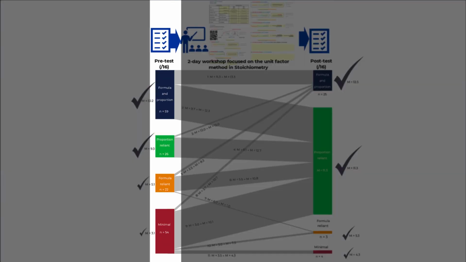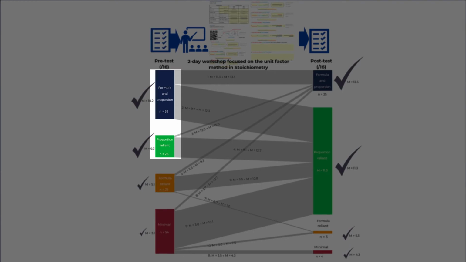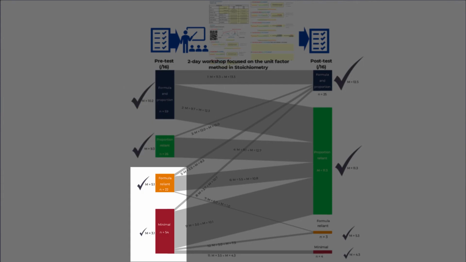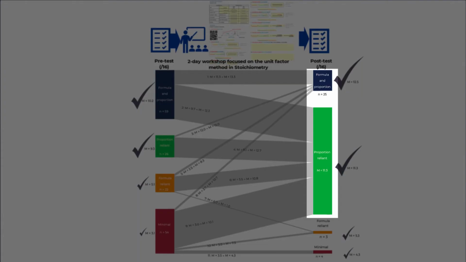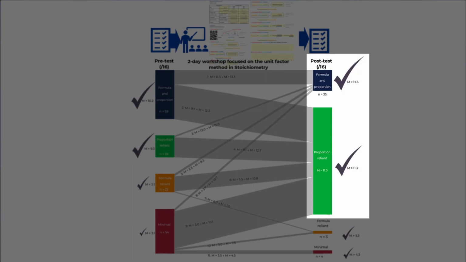In the pretest, only 53% used proportion to a high degree. Those that did performed significantly better than those who used proportion to a low degree. At the end of the intervention, all but 15 used the unit factor method to some extent, and 96% used proportion to a high extent, with associated improvements in scores.